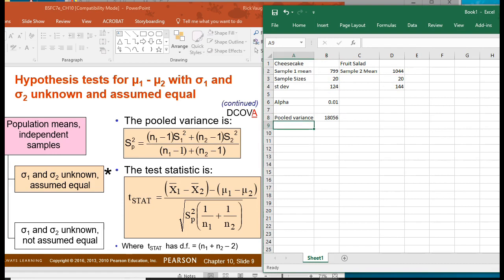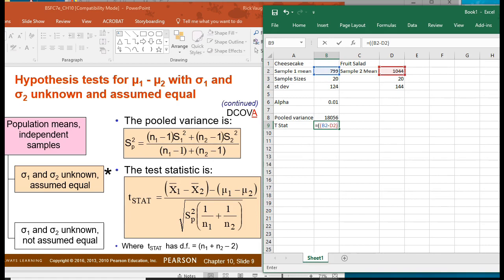Now we're going to compute the t-stat. Following the formula again, we'll do equals, and open parentheses for the numerator, and then open parentheses. Now this is the difference between the sample means, so I'm going to do x1, which is B2, minus D2, close parentheses. Now minus mu1 minus mu2.